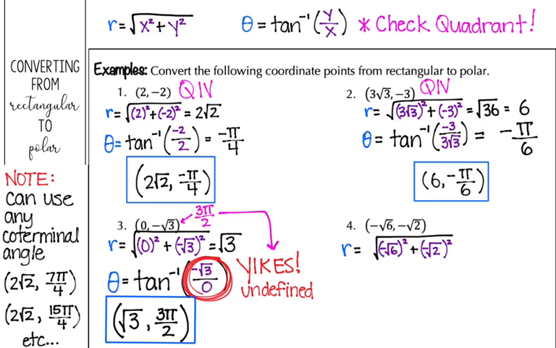For problem number 4, we square, we add, we take the square root. And we end up with the square root of 8. The square root of 8 is 2 root 2, so there's our radius.